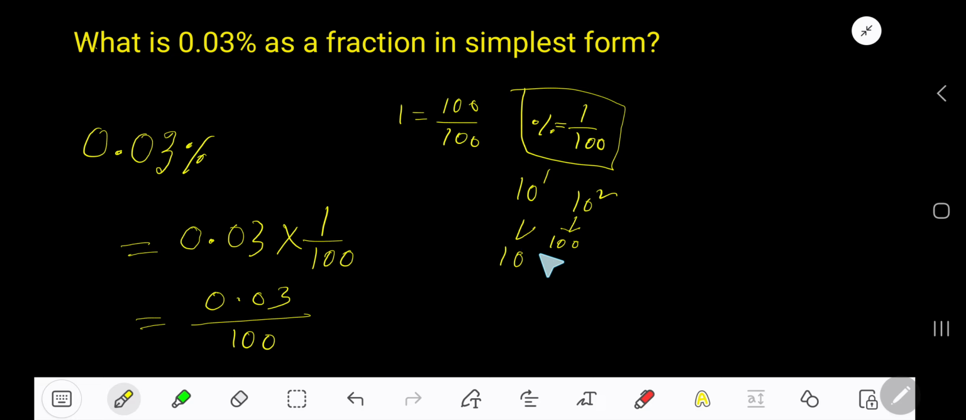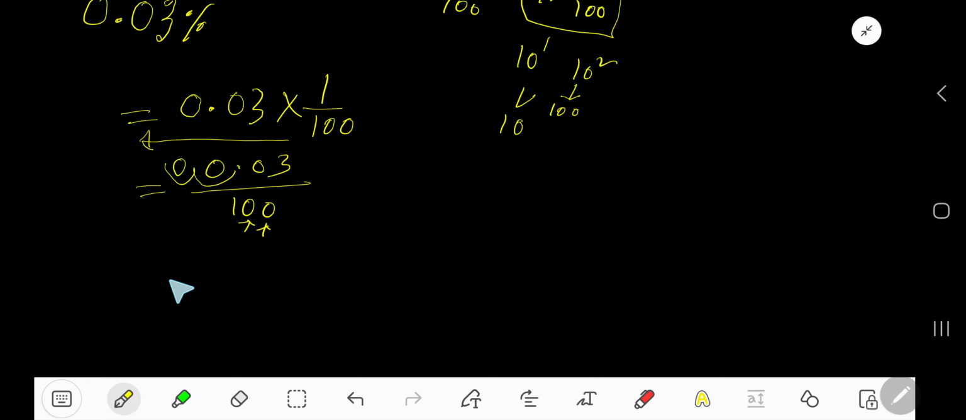So this 10, 100, these are called powers of 10. To divide a decimal by a power of 10, just count the number of zeros and move the decimal from right to left equal to that number of zeros. Number of zeros here is 2. So you need to move the decimal from right to left 2 places. There is no 0 here, so you have to place a placeholder 0. Decimal 0.0003.